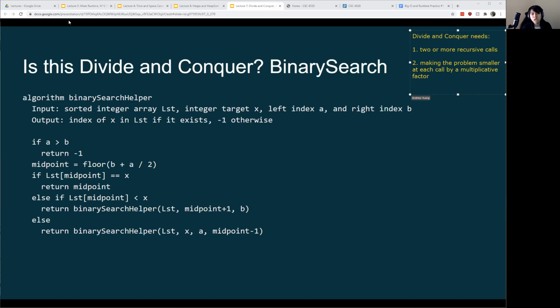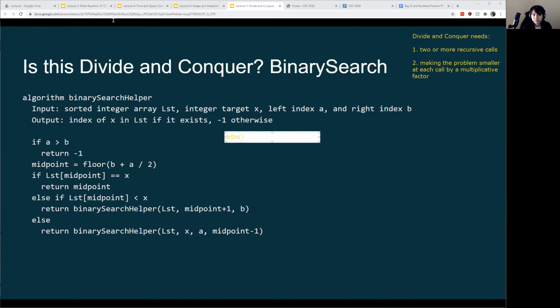All right, so first let's just understand what this function is doing, because right now it's not necessarily clear that we have a good idea. Binary search helper takes in a sorted array list, an integer target x, a left index a, and a right index b. So let's just come up with an example. Let's call this binary search helper. Let's call it BSH for short.